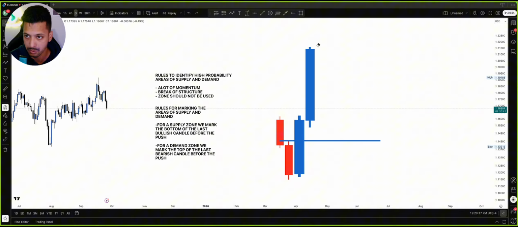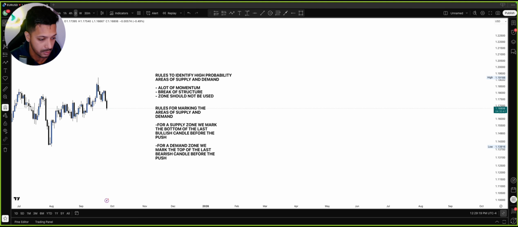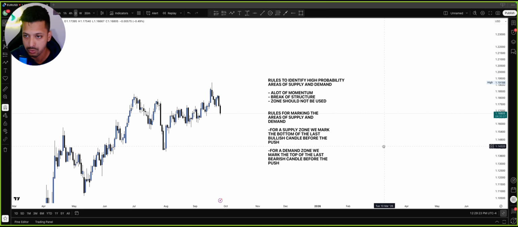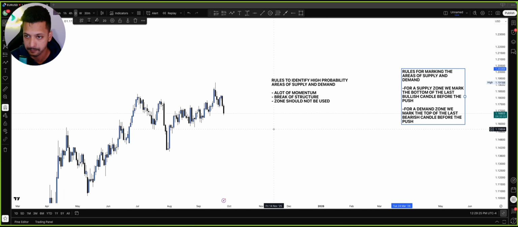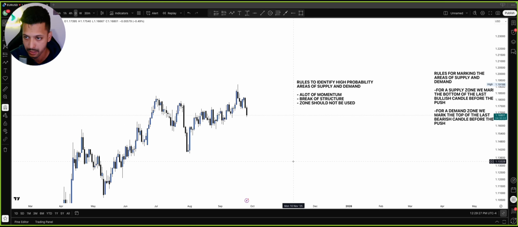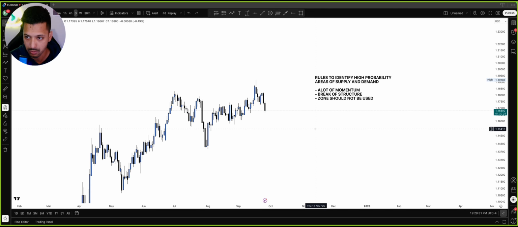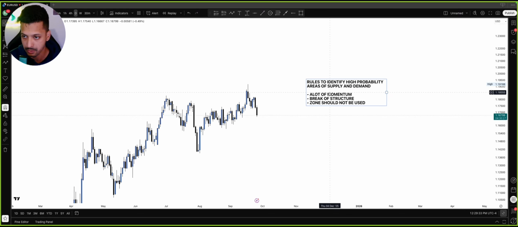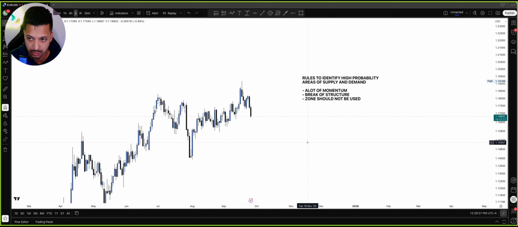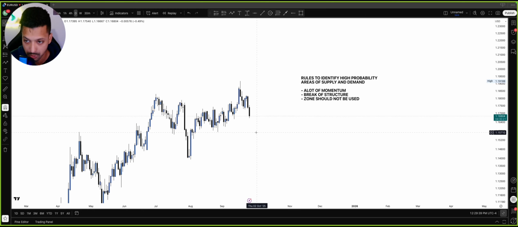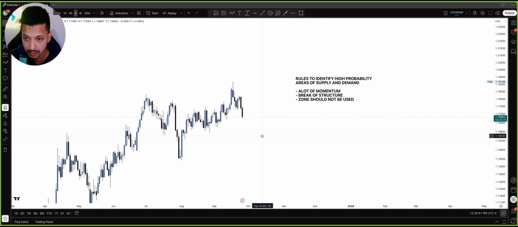Let's get into some of the rules that I actually have right here. So the rules to identify high probability areas of supply and demand. I have three rules when I mark my zones, right? Rule number one is there needs to be a lot of momentum. Rule number two is there needs to be some type of break of structure to the left. And rule number three is that the zone should not have been used before. It should be an absolutely fresh, unused zone.